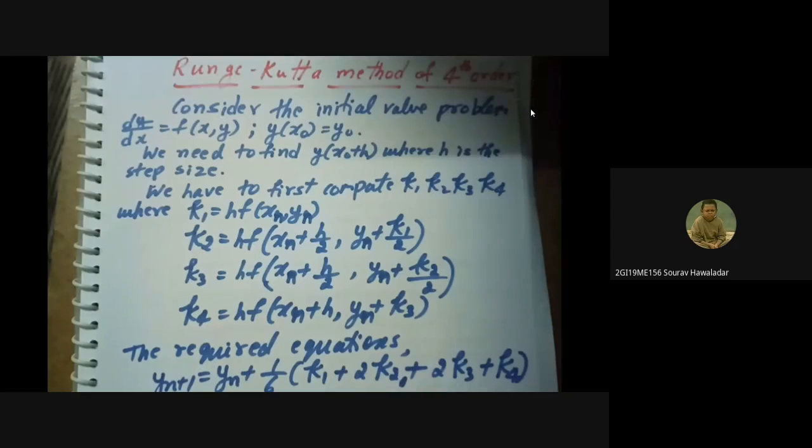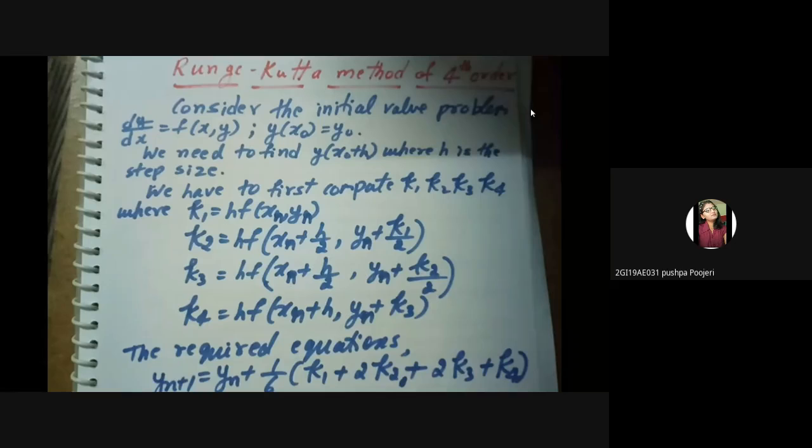For that k4 we don't divide h by 2. H upon 2 is not there. You have to remember the formula like this, students. Very important, look carefully: k4 is equal to h f of x n plus h. It is not h divided by 2 here. k4 will change. Remember, k4 is different from k1, k2, k3. Is it clear? This is how we have to remember.